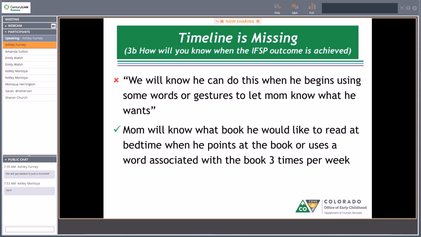Do you have any questions on that, or do you see in that where we built that timeline into the original outcome? Everyone's good on that? Okay.